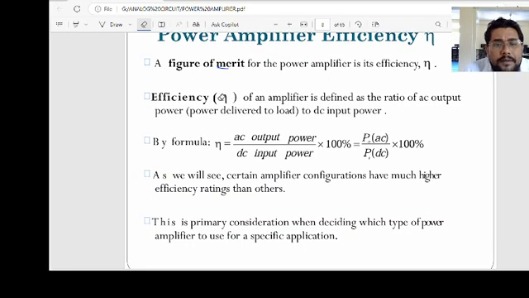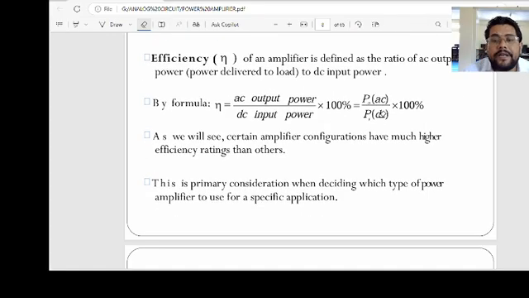The efficiency of an amplifier is defined as the ratio of AC output power delivered to the load to DC input power, by the formula eta = AC power divided by DC input power times 100. For efficiency to be calculated as a percentage, we need to multiply by 100. So it is the ratio of AC power to the DC power drawn by the transistor.